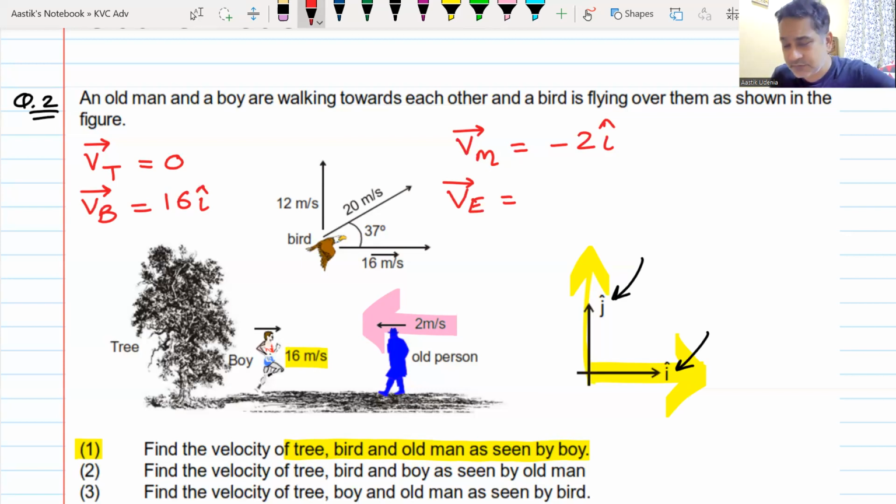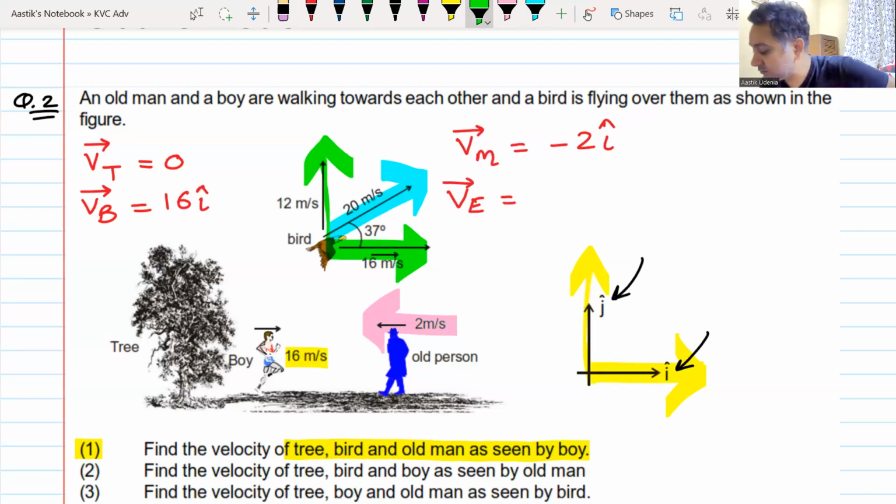Again, remember, it is with respect to ground. We have already done hard work for us. It was 20 meter per second in this direction. They have resolved it vectorly. One vector is going like this, and the other vector is going like this. What is the velocity of bird, I mean eagle, with respect to ground? +16 I cap plus 12 J cap, sir.